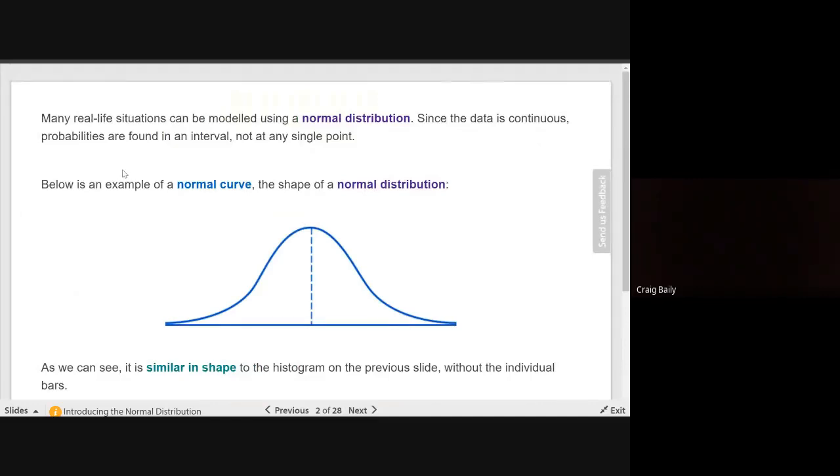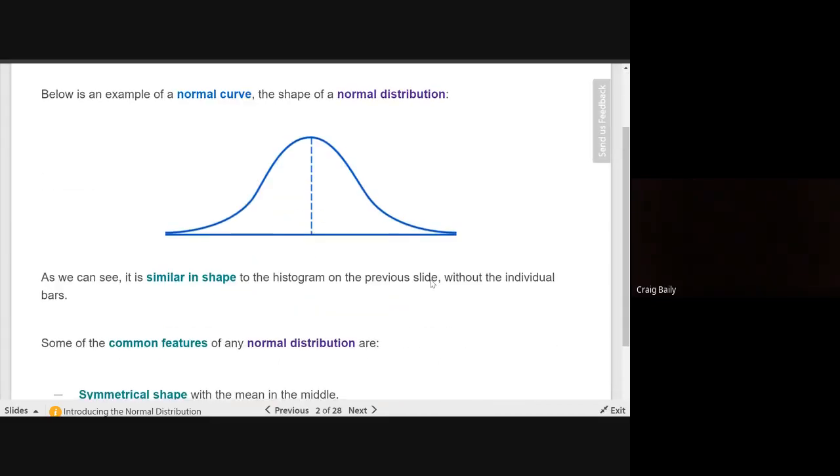Many real-life situations are going to be modeled using this normal distribution, and since the data is continuous, probabilities are found in an interval, not at a single point. Below is an example of a normal curve, which we will call a normal distribution. As we can see, it's similar to the shape from the one on the previous slide without the bars. So there's no measuring or counting. It's just a generic normal distribution curve.